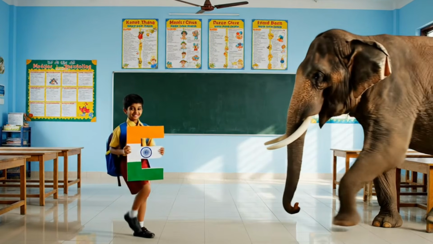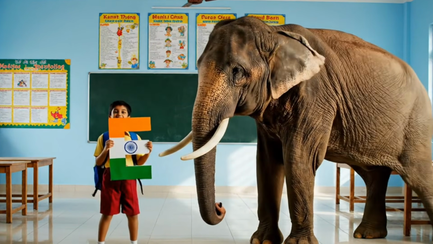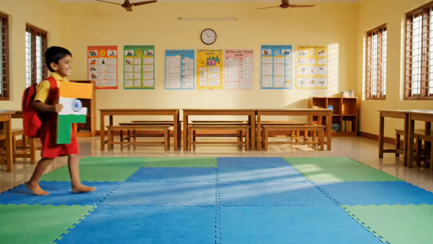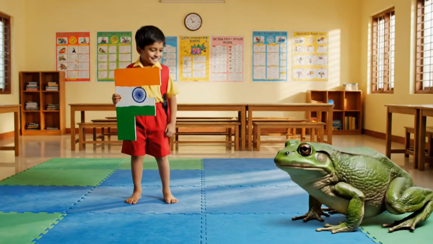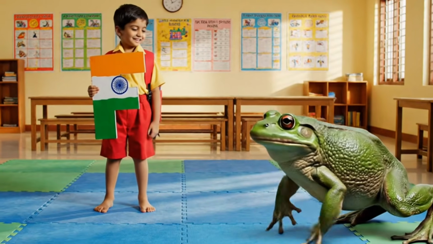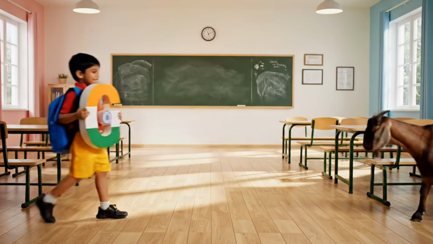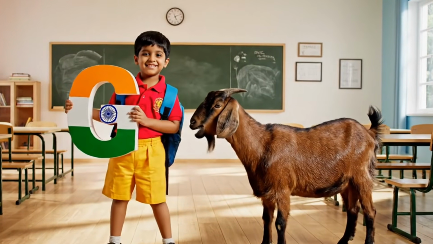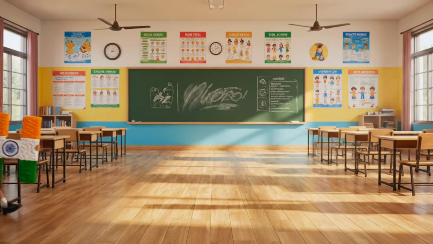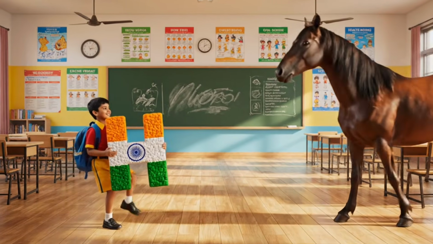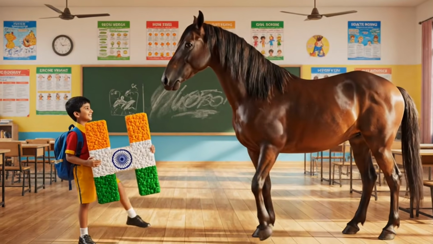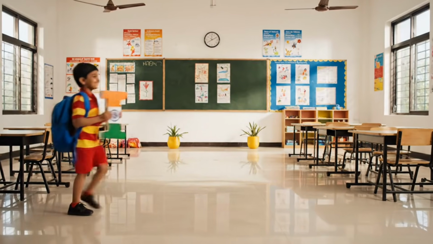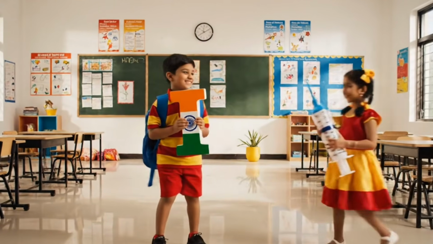E for elephant. E for elephant. F for frog. F for frog. G for goat. G for goat. H for horse. H for horse. I for injection.